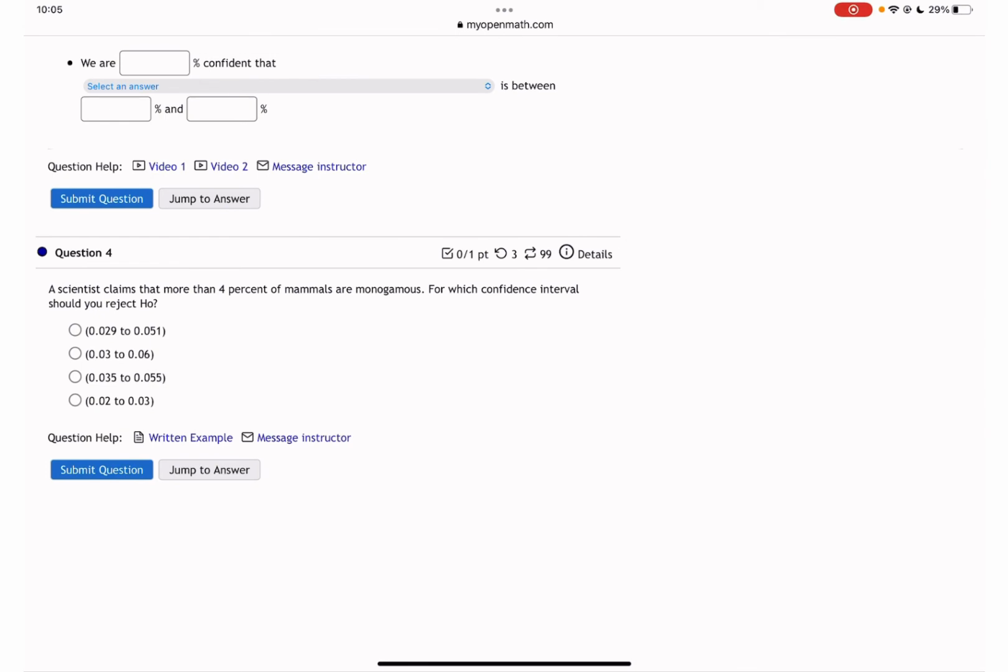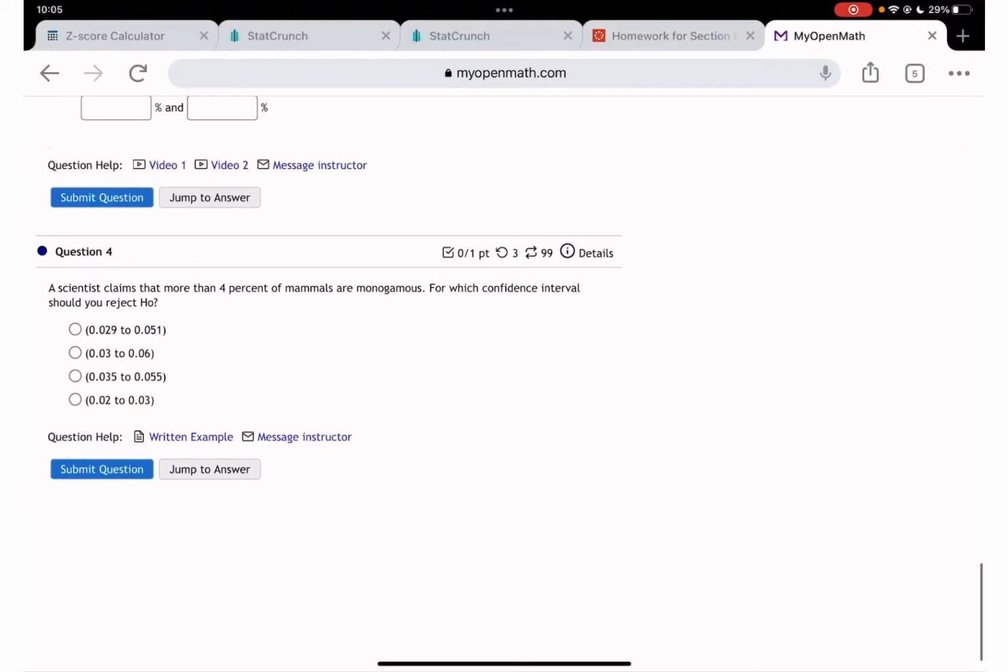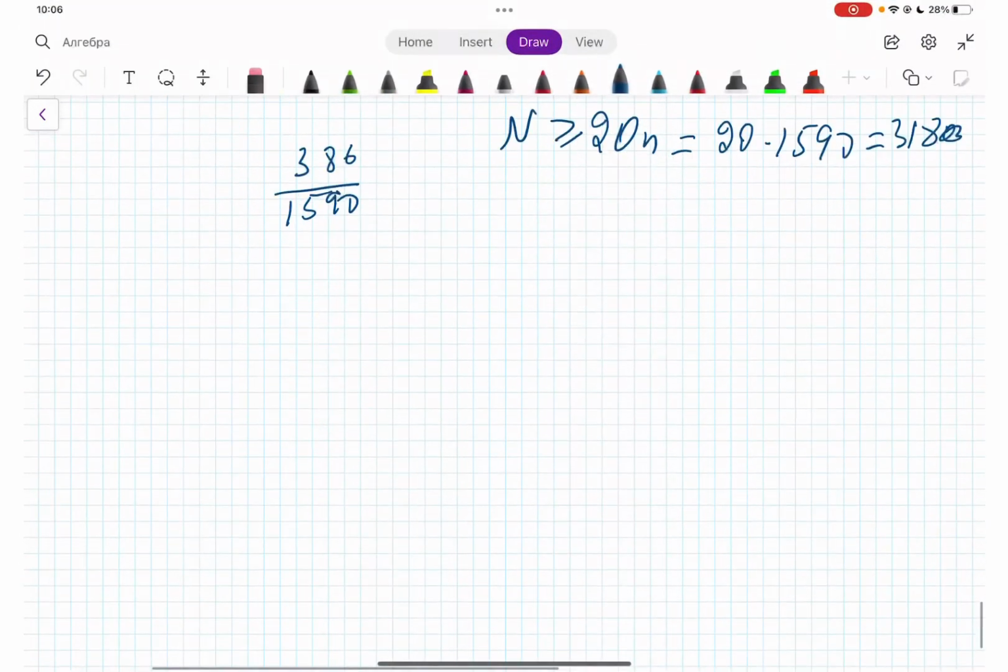Now 4 is a different story. I'm going to solve 4. It's a different problem. A scientist claims that more than 4% of mammals are monogamous. For which confidence interval should you reject the null hypothesis? Okay, more than 4%. So for the null hypothesis, we need more than 4%. That's going to be the alternative because the equal sign is missing.